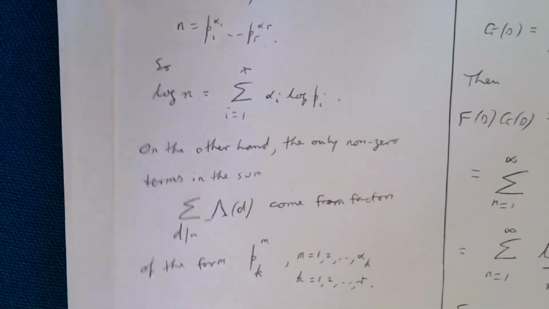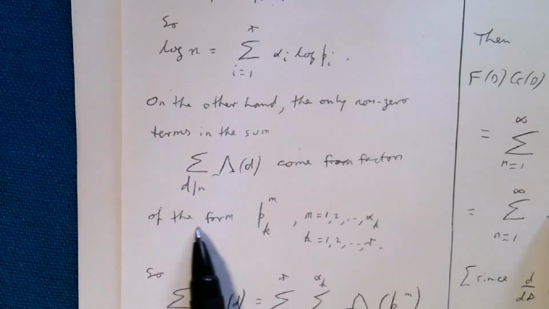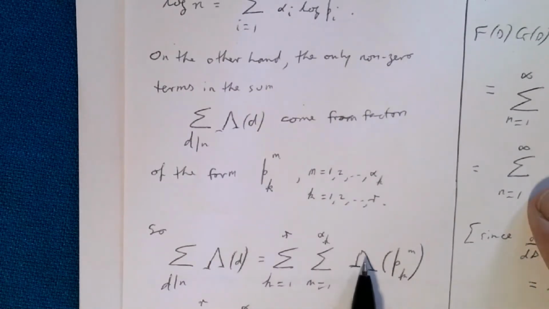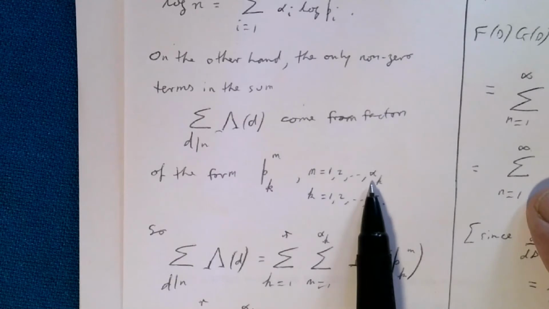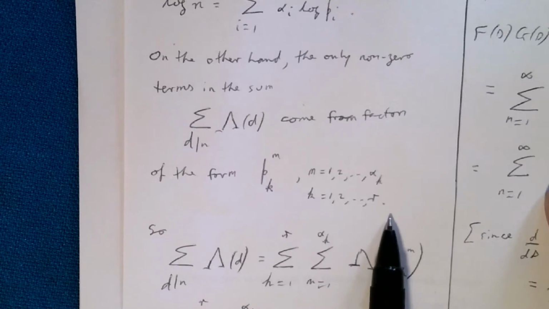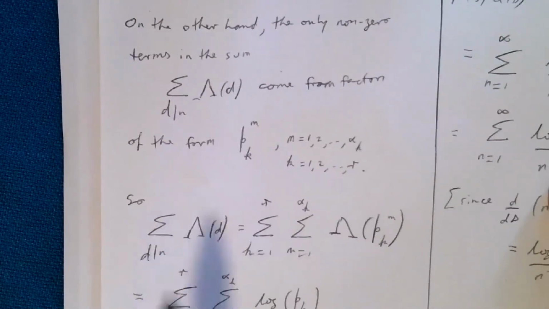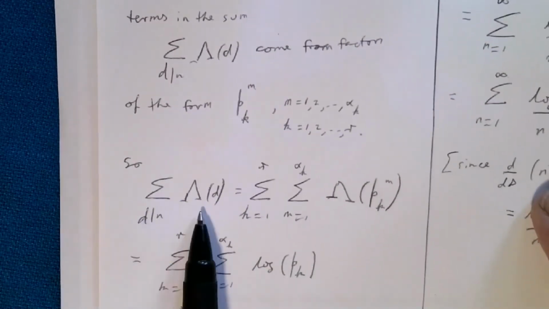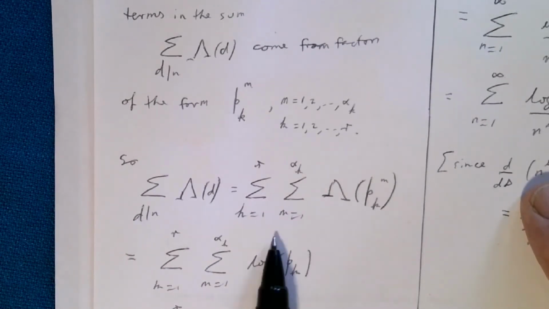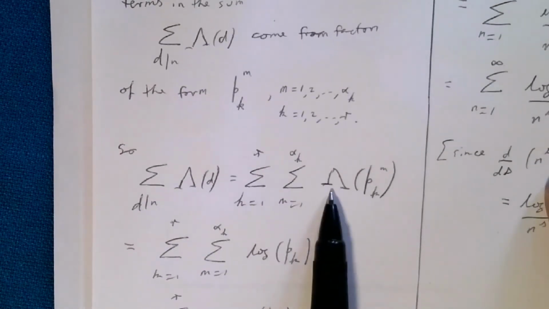The only non-zero terms in this sum are going to come from divisors of the form p sub k to the m, where m is 1 up to alpha k for each prime, and k is going from 1 up to r, because of the way we wrote our n up here. So this sum of the von Mangoldt function over the divisors is just a double sum. We want lambda of p sub k to the m, where m runs from 1 up to alpha k, and k from 1 up to r. Now this we can evaluate.